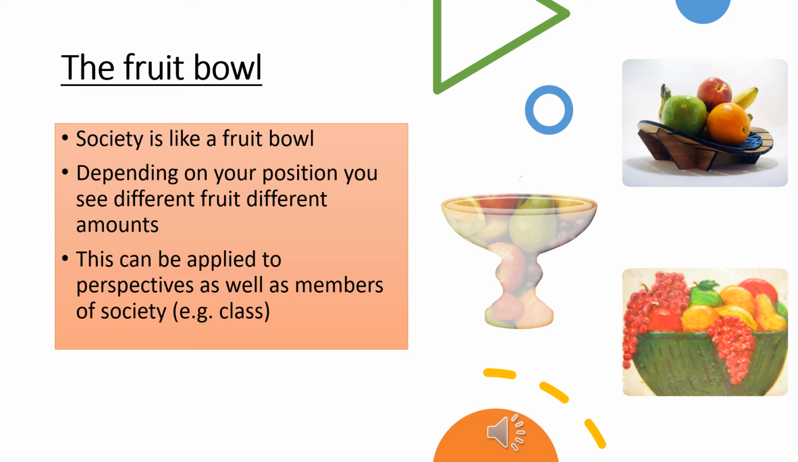So it's a neat little analogy to help you understand why perspectives are so different, why some people are so in favour of one thing and others are so against it. And that's throughout sociology, that's throughout many, many different disciplines. But I think the fruit bowl is a really nice way to finish this video.